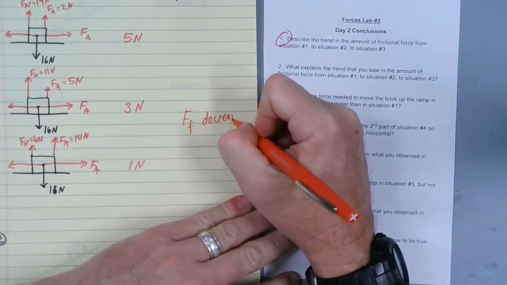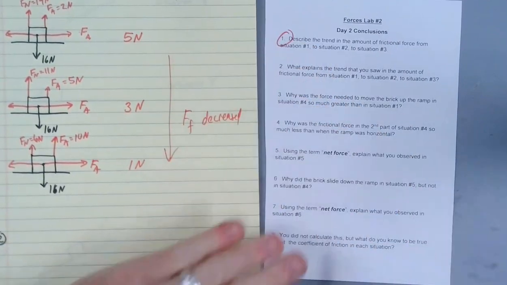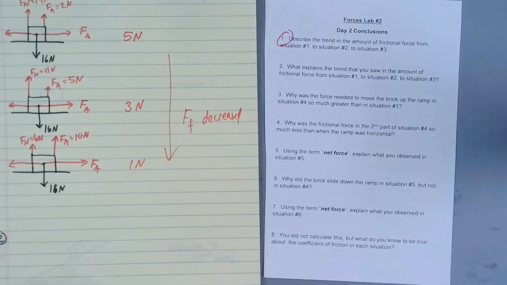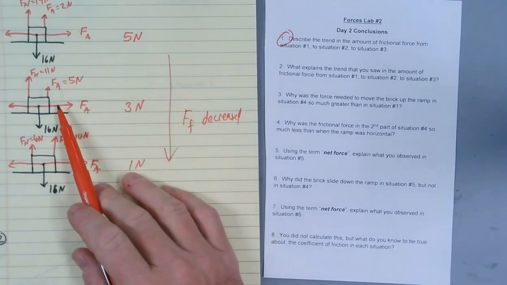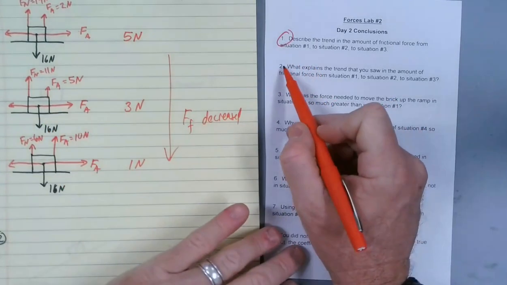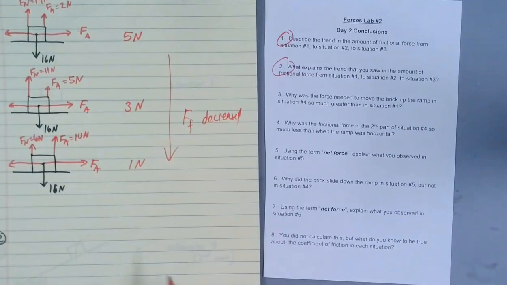It decreased every time as we went that way. And the only difference was same brick, same surface, everything was the same, but you were changing how much you were lifting up on the brick. So what explains that trend?